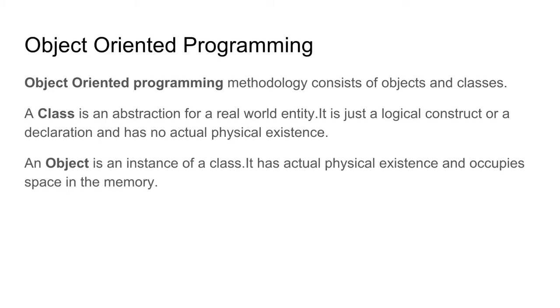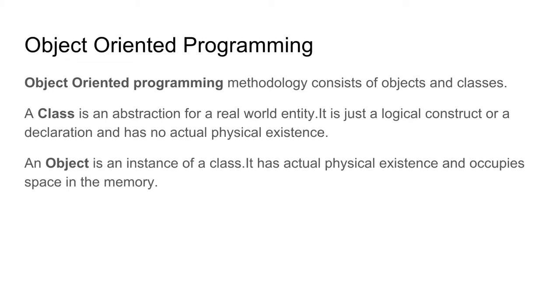So you must have heard about object-oriented programming, and you must be knowing that object-oriented programming consists of objects and classes, or an object-oriented programmer thinks in terms of objects and classes. So what is exactly an object and what is exactly a class?